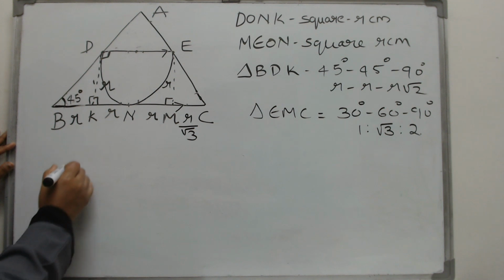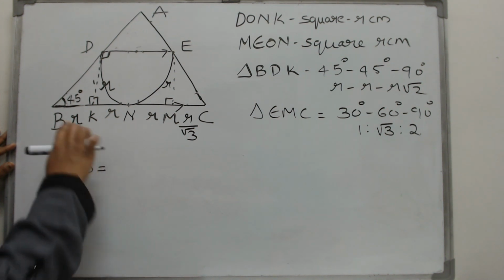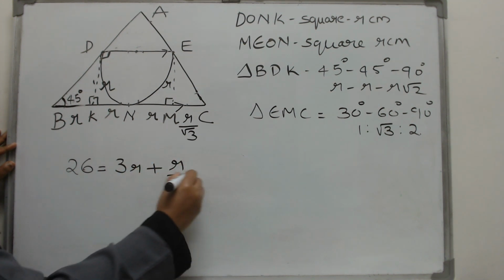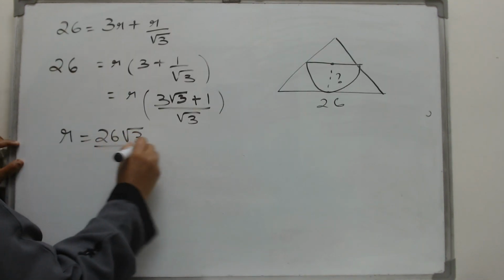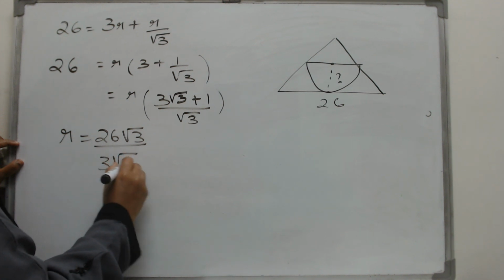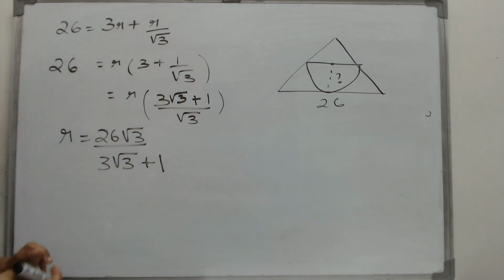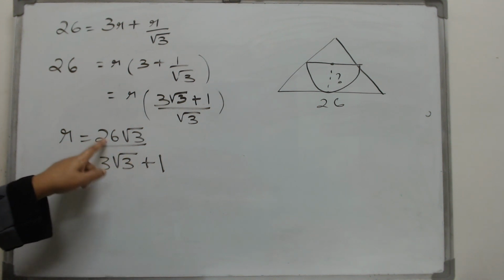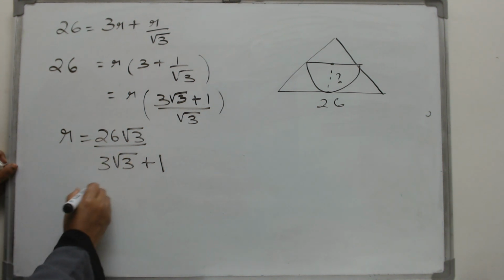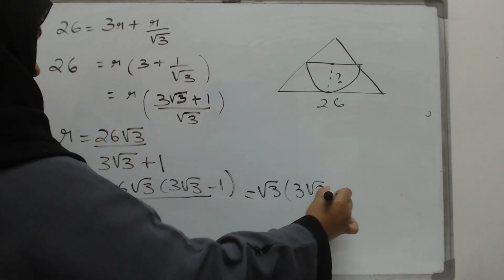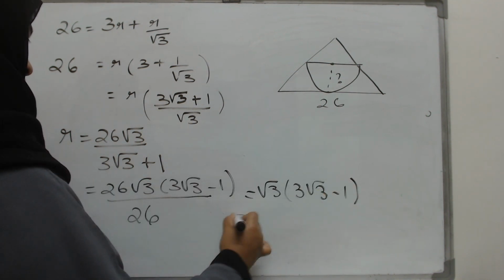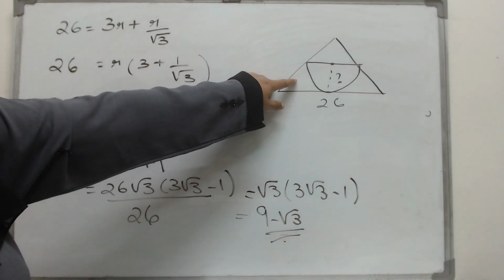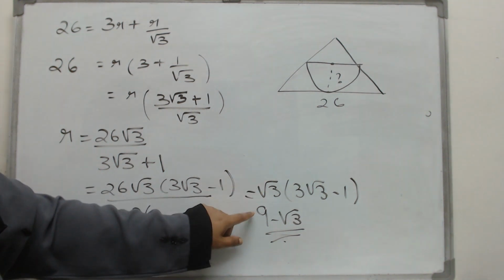Now what we have to do is equate 26 to the sum of all of this, which is 3R plus R by root 3. Now I think we can leave it just like this, but if we rationalize the denominator, we will get a 26. So that is very tempting. Let us try that out. So this is the answer that we were looking for. The radius of our semicircle is going to be 9 minus root 3.